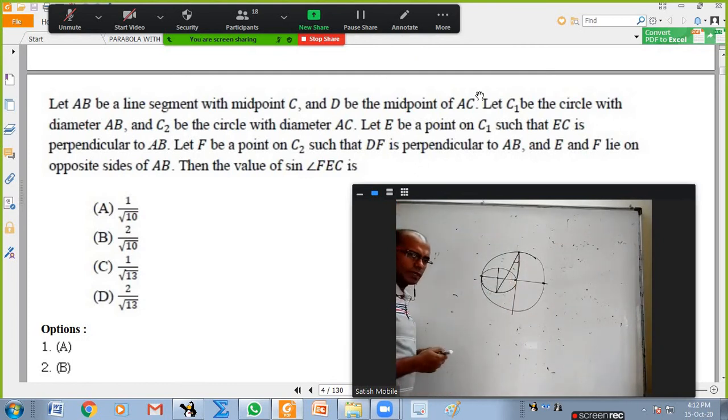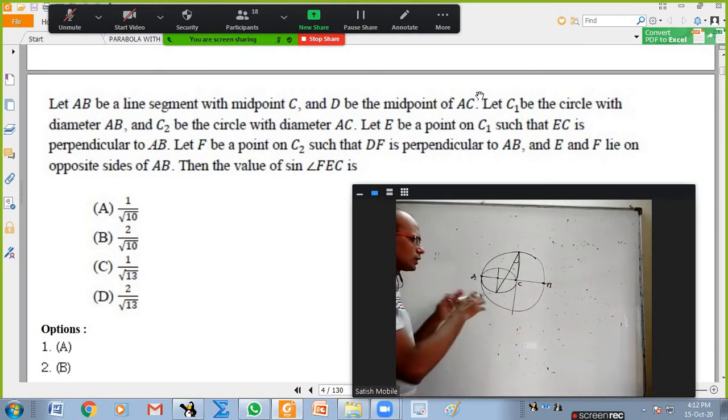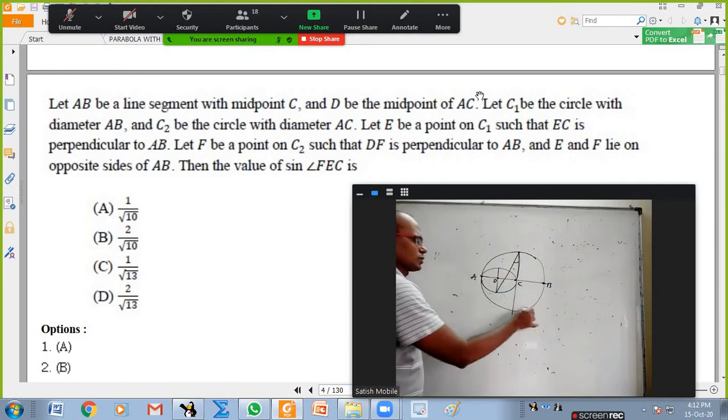Okay, AB is a line segment. C is the midpoint. D is the midpoint of A and C. This and this are equal. C1 is a circle with diameter AB. So this is circle C1.